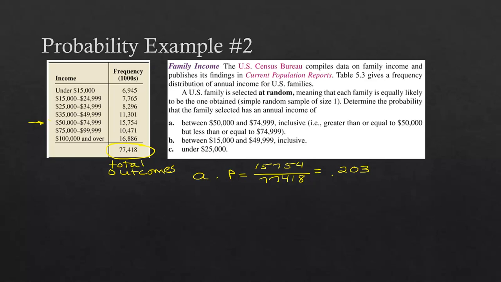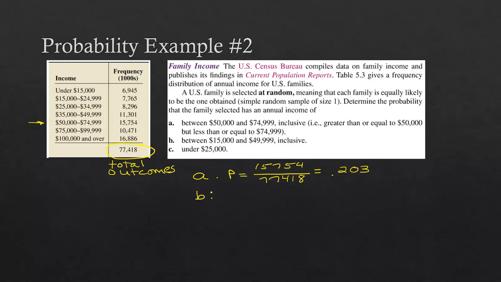Well, this is basically saying, how do we interpret this? If I asked you on a test how to interpret it, well, 20.3% of families in the U.S. have annual incomes between these numbers, okay? 20.3% have annual incomes between these numbers.